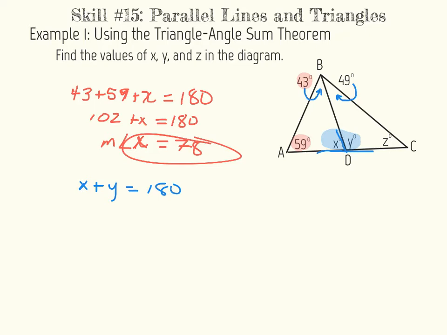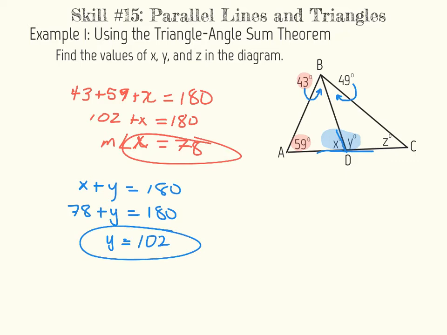So I already know x, so I'm going to put 78 in, plus y equals 180. So I subtract the 78 over, and that would give me 102. So y equals 102.